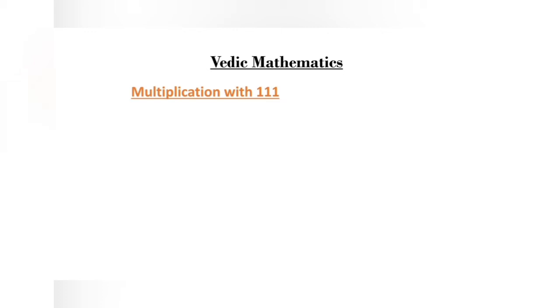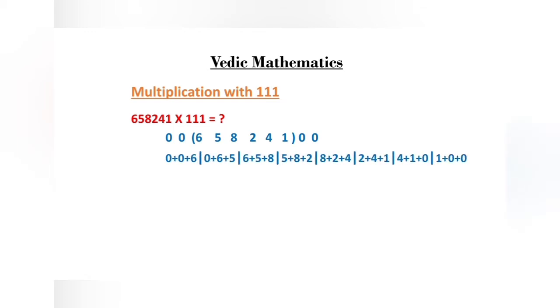We will find the multiplication of 658241 into 111. In step 1, write 658241 in brackets with two zeros on both sides. In step 2, group the numbers into sets of 3 and add them. In step 3, observing the 1000, 10,000, lakh and 10 lakh places, we have two digits, so carry the tens place value in them to the next higher value.